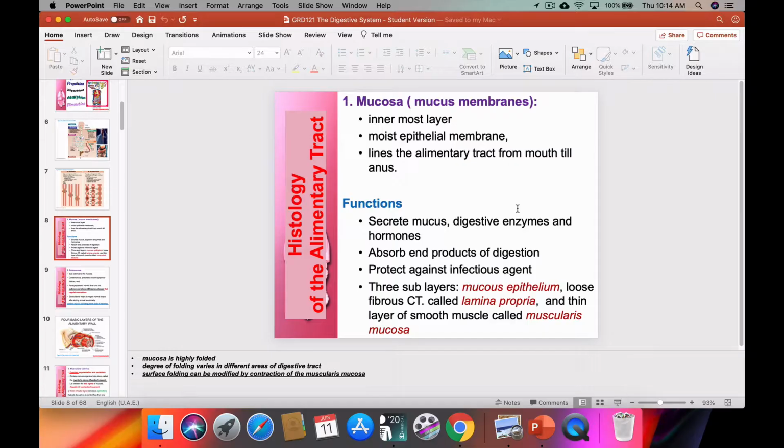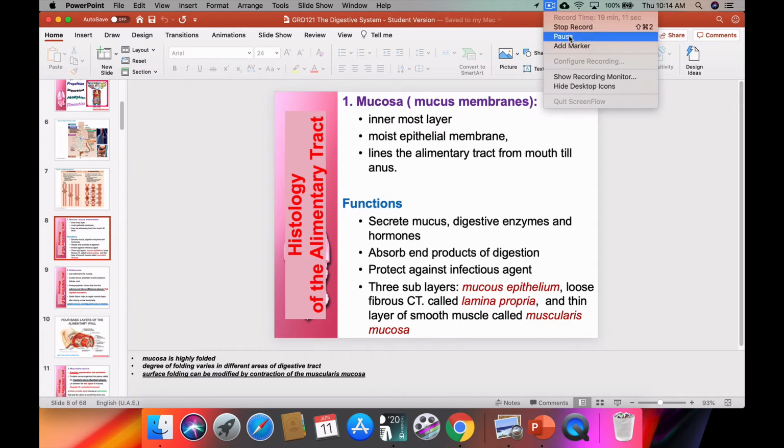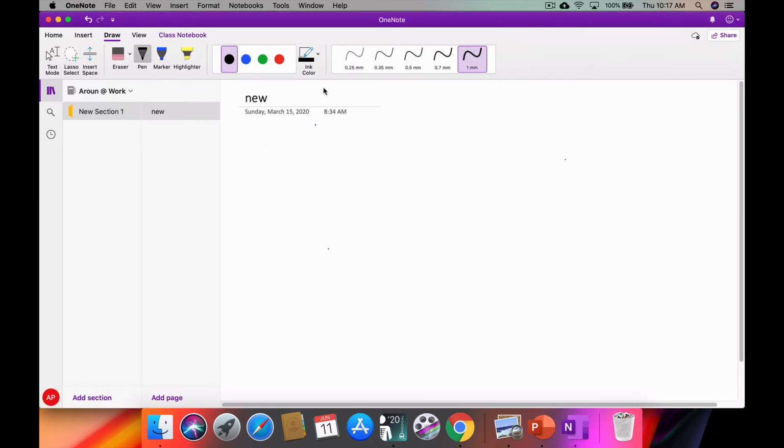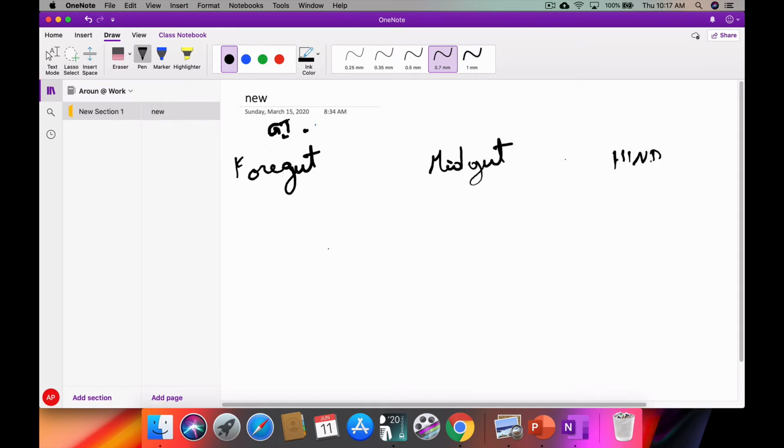Before going into the layers of the stomach, I would like to show you a few basic points that you should understand. Students, the GI tract has 3 guts, that is foregut, midgut and hindgut. Foregut, midgut and the hindgut.